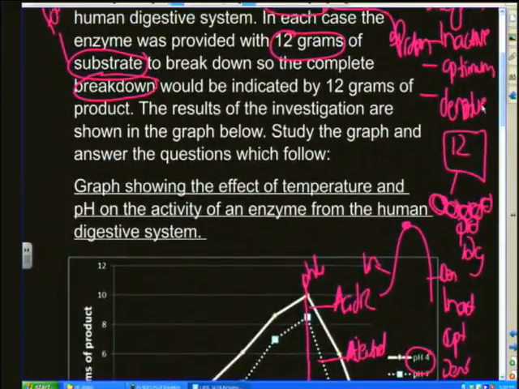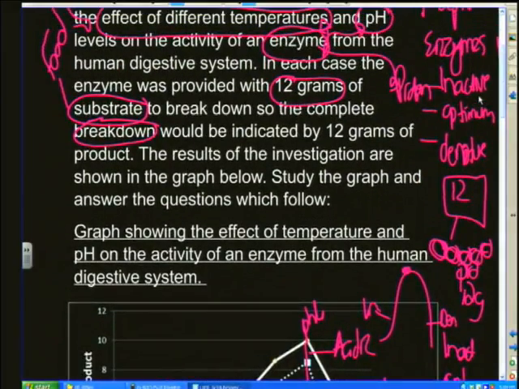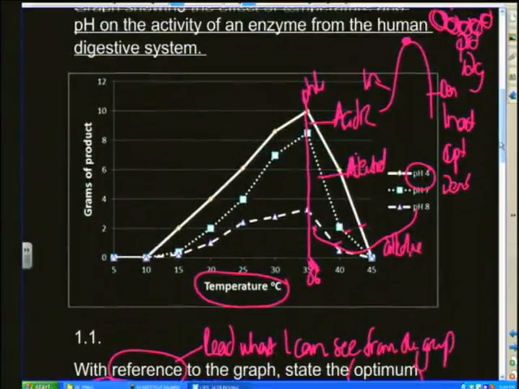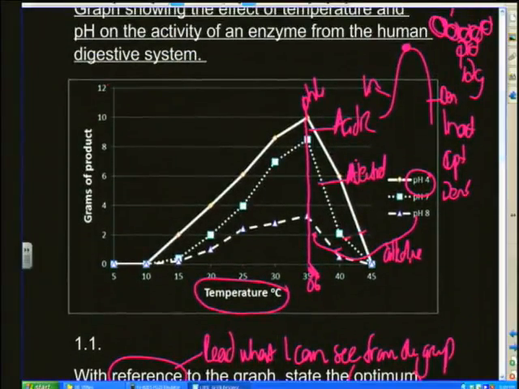Remember I said to you, let's go back. This is where the maths comes in. You started off with 12 grams. If it was completely broken down, the product also had to be 12 grams. Have a look here. Grams of product. This is what we're looking for.